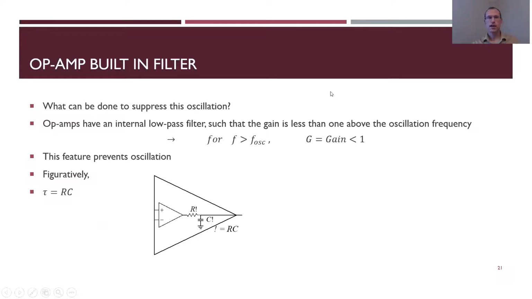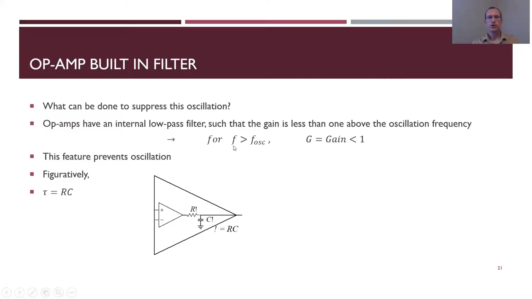So op amps actually have a built-in filter to suppress this oscillation. They have a built-in low-pass filter. So really what we have in our op amp, instead of just being plus and minus inputs, really there are plus and minus inputs in addition to an RC circuit. And so I have some time constant, tau equals RC. That's inside the actual bigger op amp.